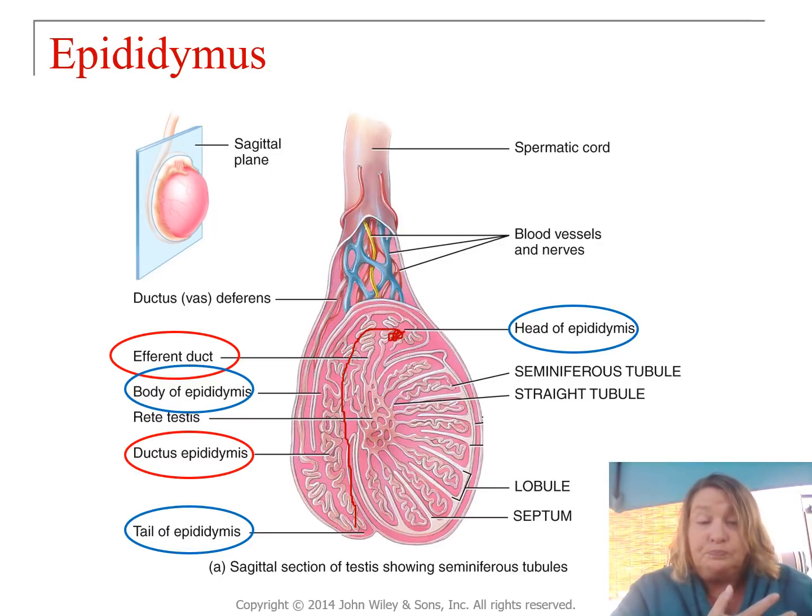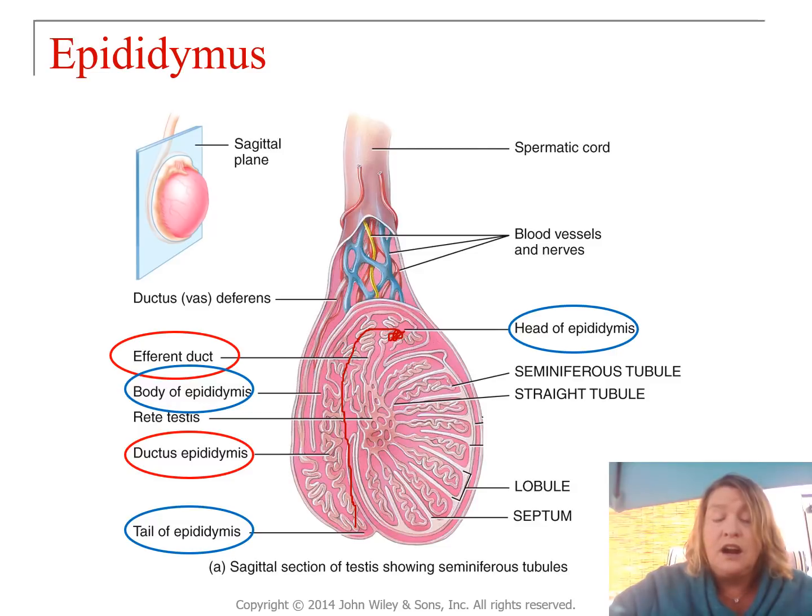So the efferent duct and the ductus epididymis, I've shown you in red. So that kind of gives you an idea of the structure and of the tubules and how it works and the structure itself, overall, the head, the body, the tail of the epididymis.